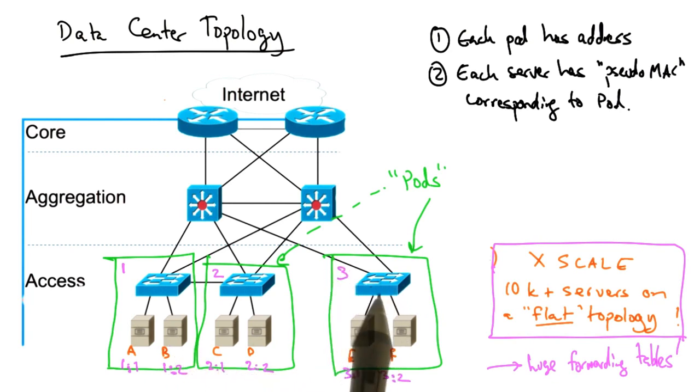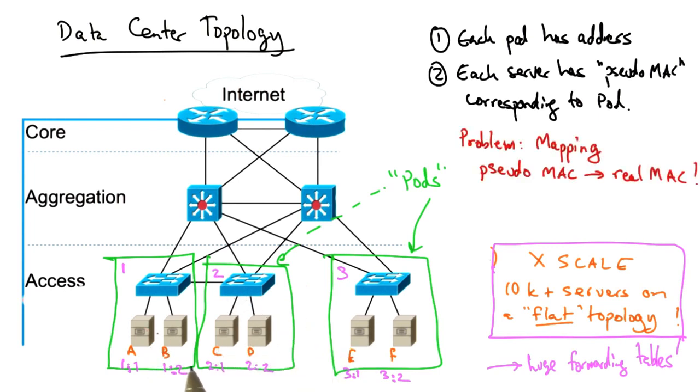Once a frame enters a pod, the switch then, of course, has entries for all of the servers inside that pod, but they don't need to maintain entries for the MAC addresses for servers outside of each pod. For example, the switch in pod 1 only needs to maintain entries for these two servers with MAC addresses A and B, but it doesn't need to maintain independent entries for the servers with MAC addresses C and D. It only needs to maintain an entry for how to reach pod 2. Likewise for pods 2 and 3.